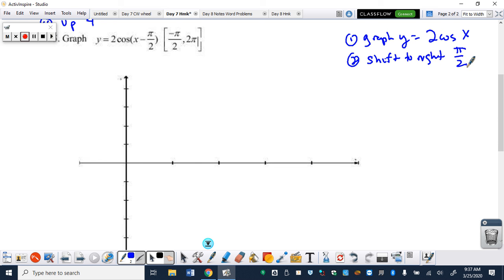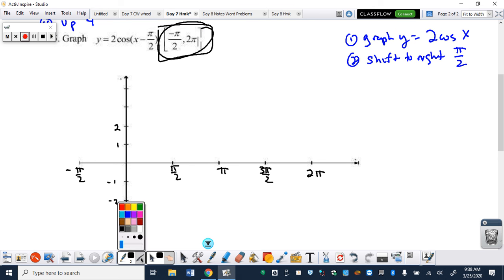Okay, so I'll do the 2 cosine x in gray. Oops, let's label. No change in frequency, thank goodness. 2 pi, pi over 2, 3 pi over 2. And we can label our scale 1, 2 that way, negative 1, negative 2. And this interval is telling us to make sure we graph it from negative pi over 2 all the way to 2 pi. So you want to make sure you keep an eye on those intervals. They'll tell you how much of the graph they want seen.